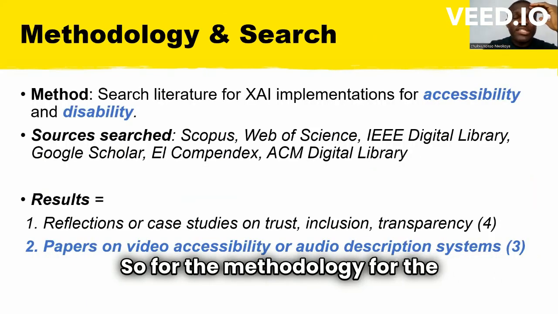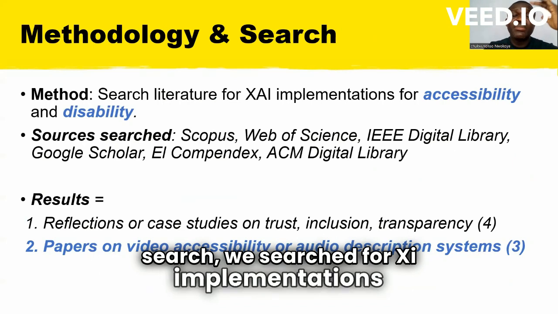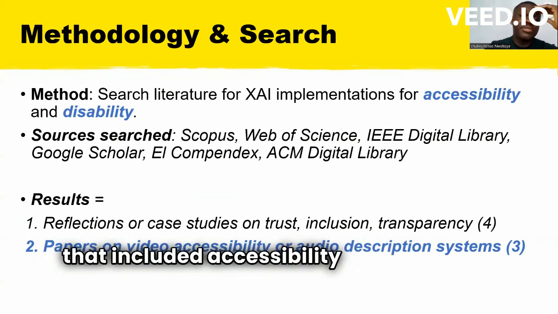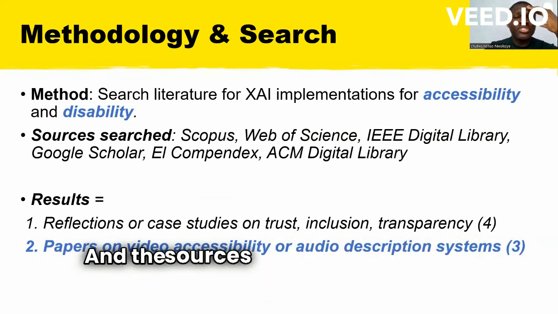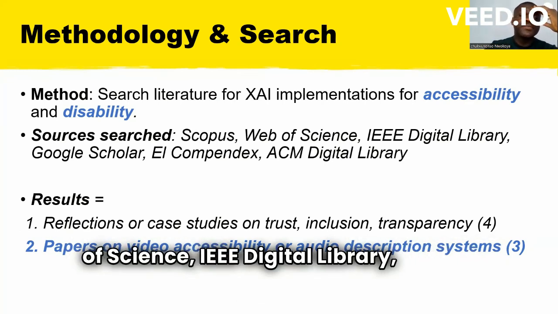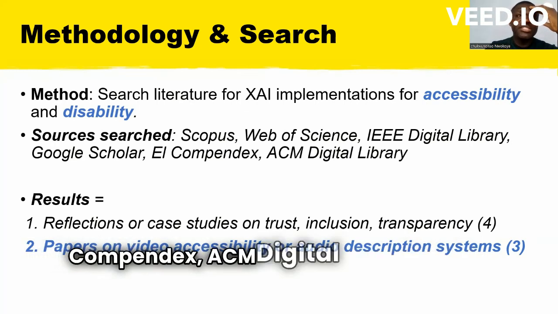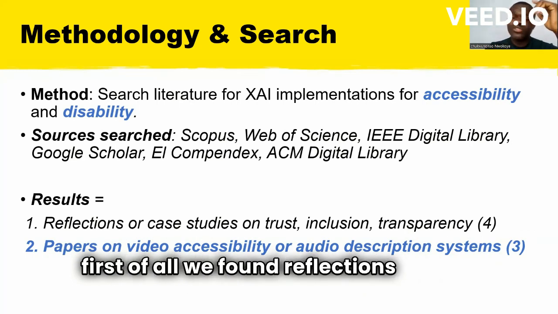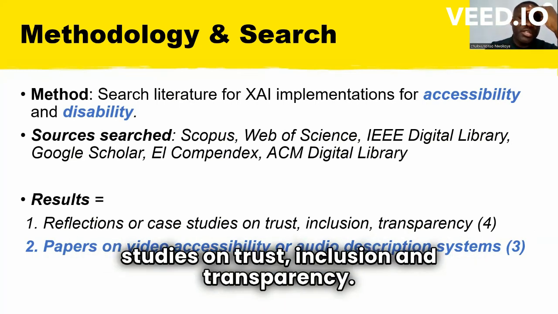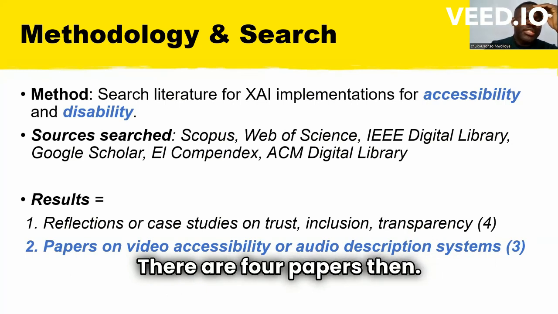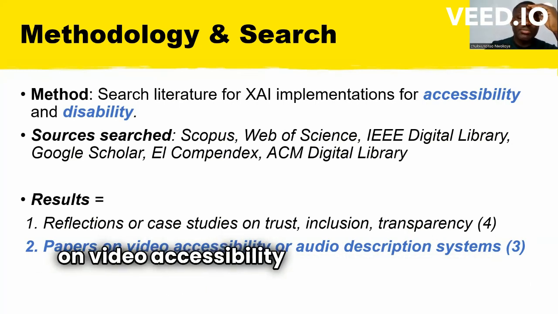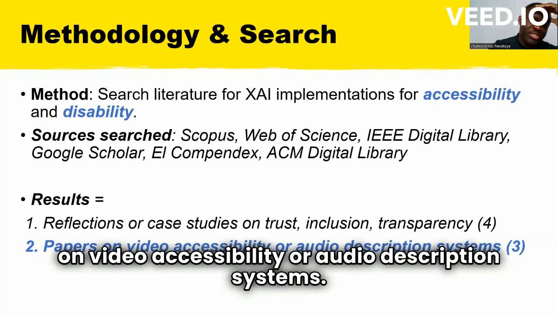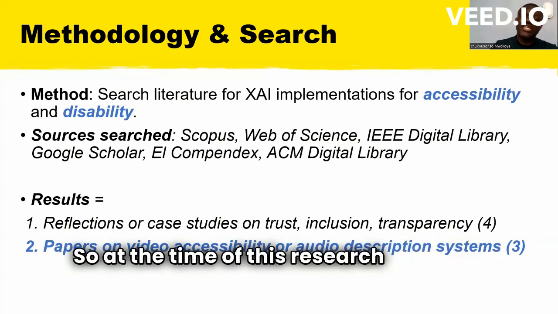For the methodology, we searched for XAI implementations that included accessibility and disability. The sources we searched include Scopus, Web of Science, IEEE Digital Library, Google Scholar, EI Compendex, and ACM Digital Library. The results include, first, reflections or case studies on trust, inclusion, and transparency. There are 4 papers. Second, we found papers on video accessibility or audio description systems. At the time of this research, we found only 3.